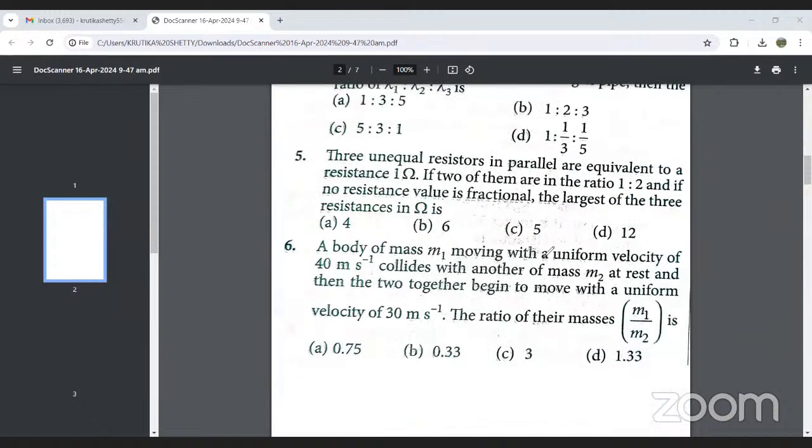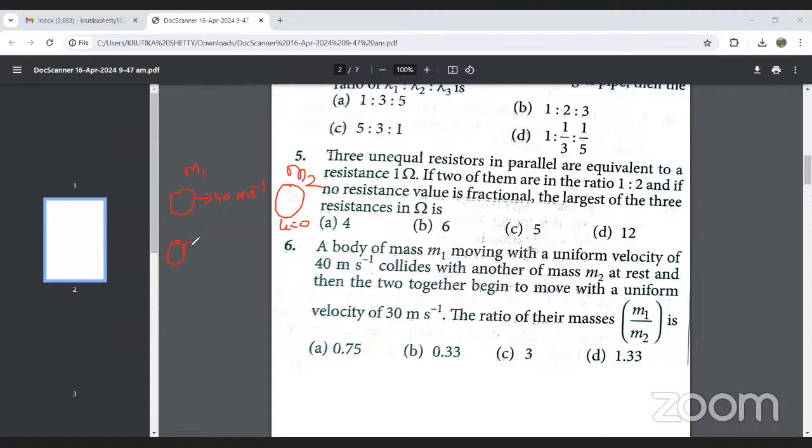Okay, then a body of mass m1 moving with a uniform velocity of 40 meter per second collides with another of mass m2 and begins to move with a uniform velocity of 30 meter per second. The ratio of their masses is, so what they are saying in the question, according to the question, a body of mass m1 is moving with a uniform velocity. So the uniform velocity is 40 meter per second. So this collides with another of mass m2 which is at rest, and the initial velocity is 0.